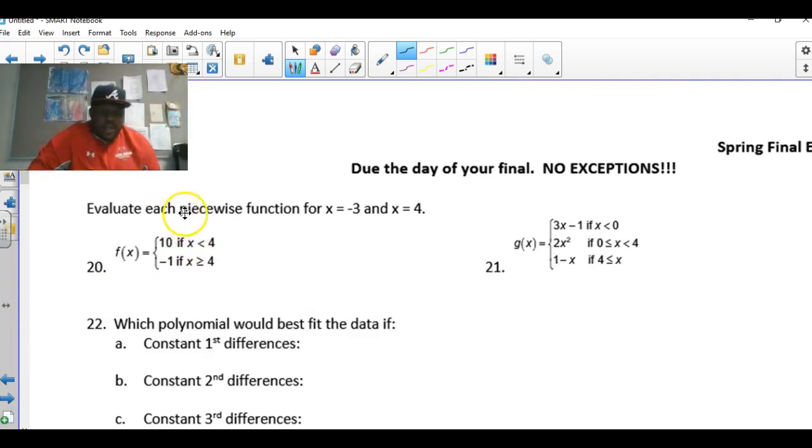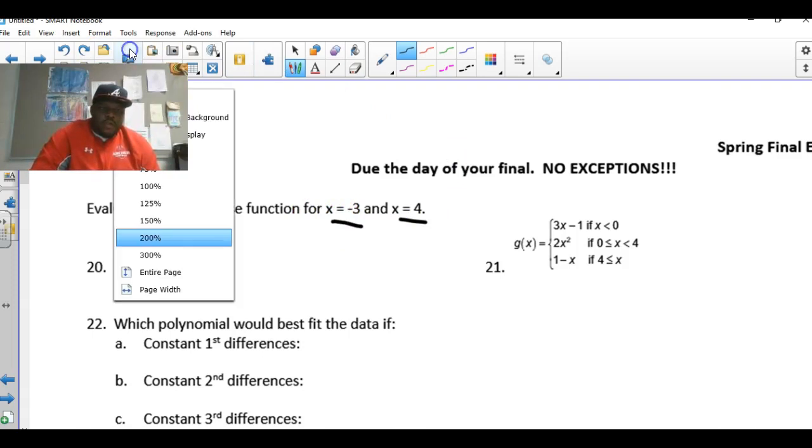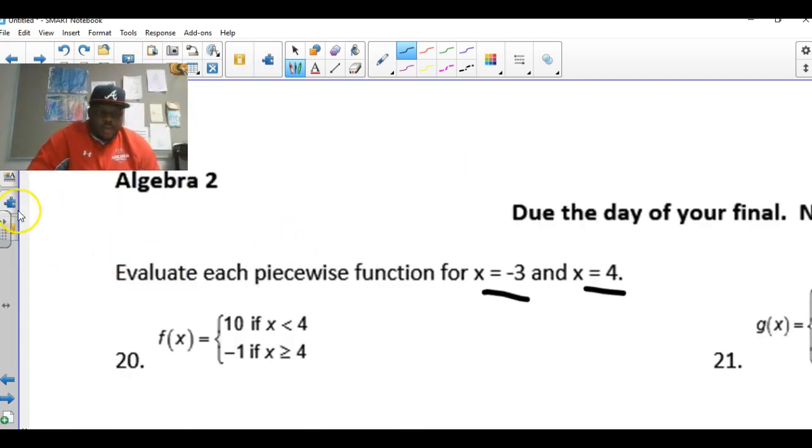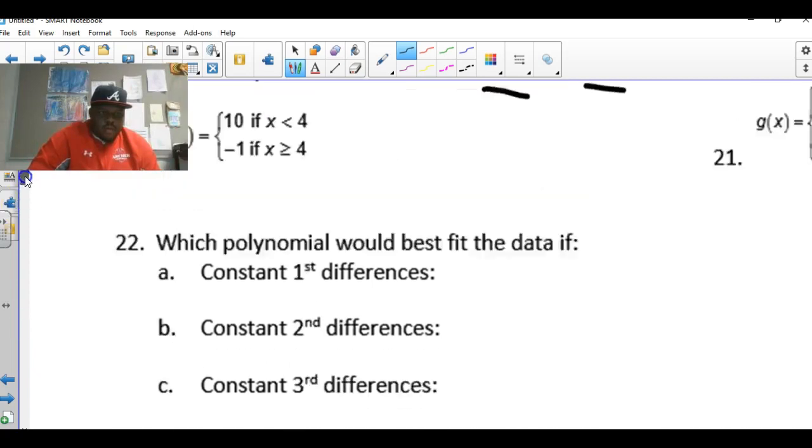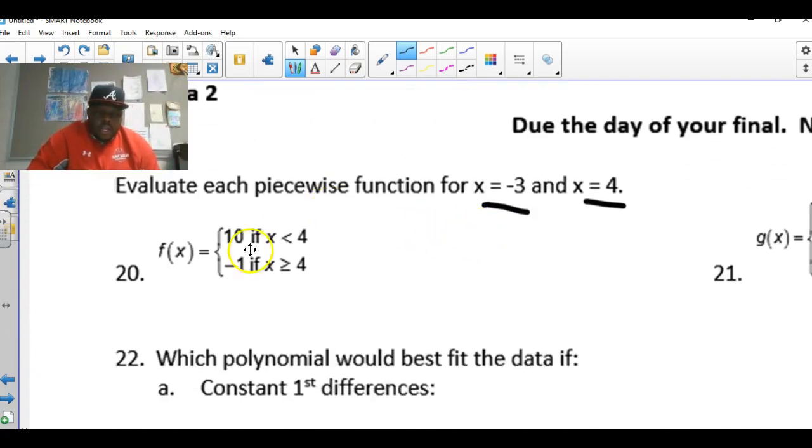Now, right here it says evaluate each piecewise function for x is -3 and x is 4. Well, for this first part, when we evaluate it, you got to look at the condition, okay? So where x is -3, ask yourself, is -3 less than 4 or is -3 greater or equal to 4? In this case, -3 is less than 4. So the equation I would use is right here. In this case, it's 10. So f of -3 is 10.